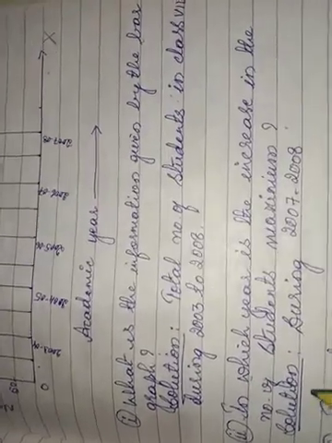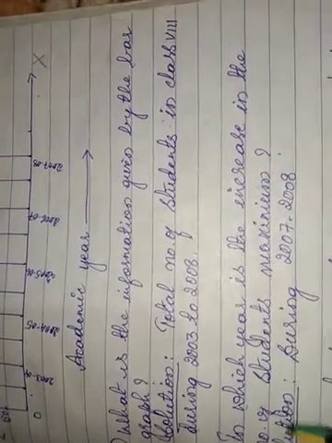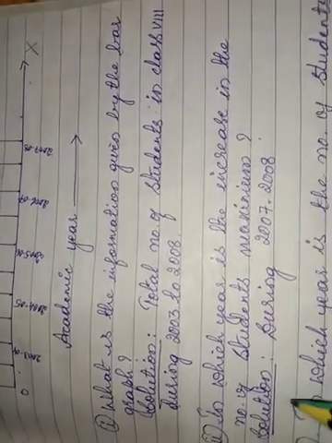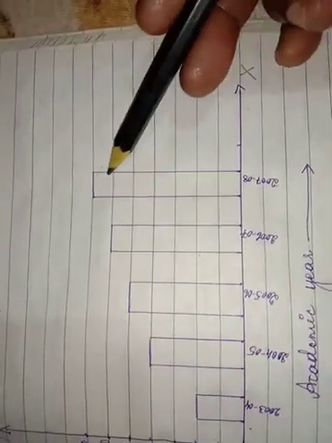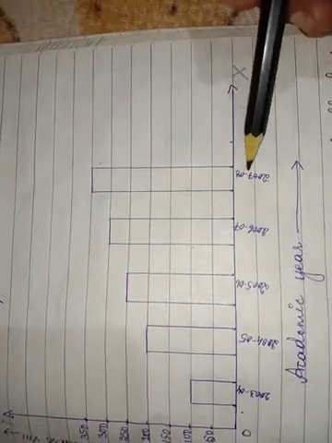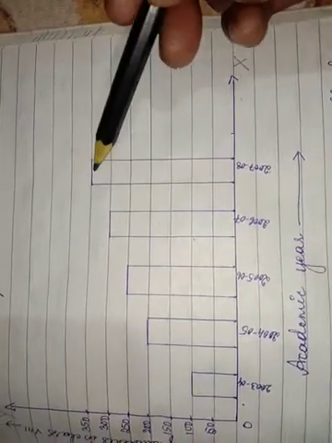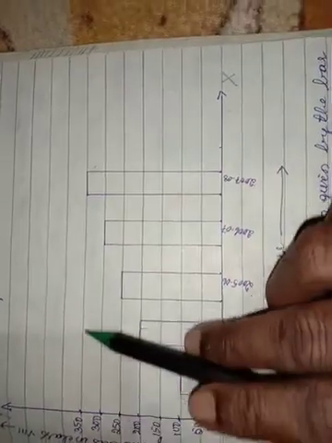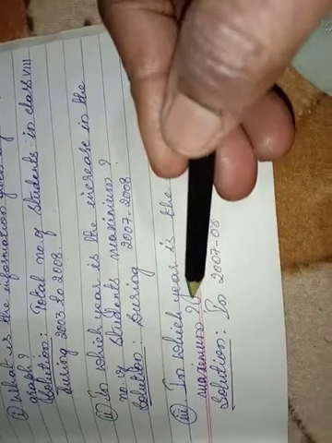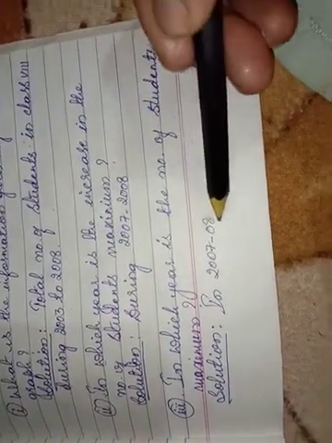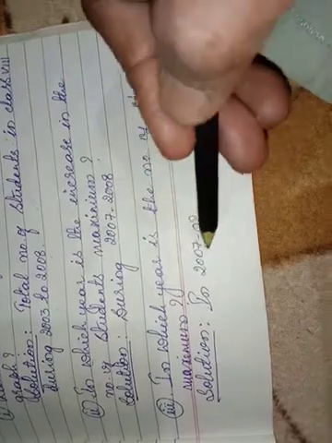Now, next is in which year is the increase in the number of students maximum? That means in the academic year 2007 and 8. So you can see the number of students here is 350. Okay, maximum students. Next is the third one: in which year is the number of students maximum? Once again this question is repeated, so the same answer, 2007 and 8.